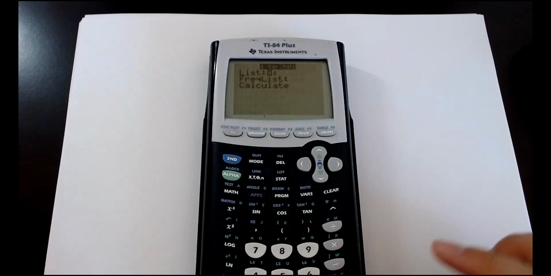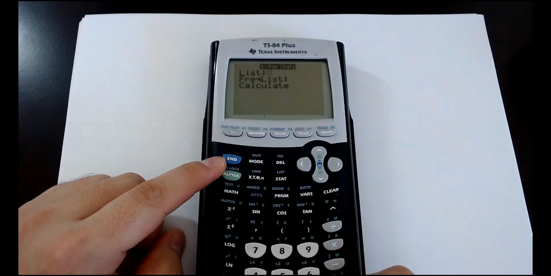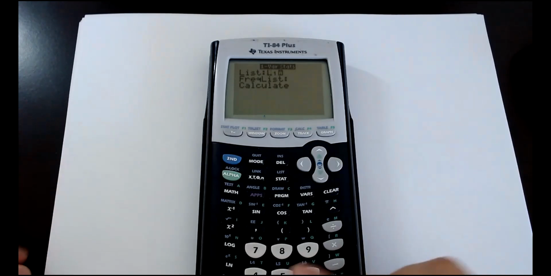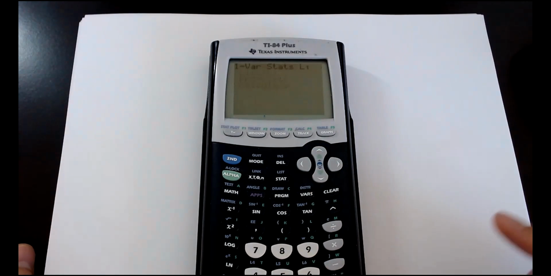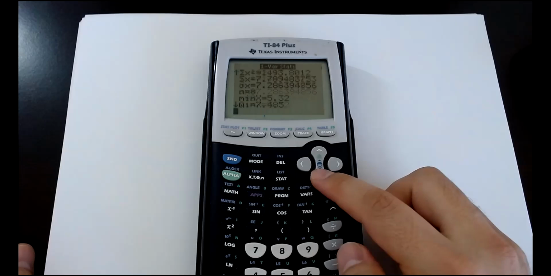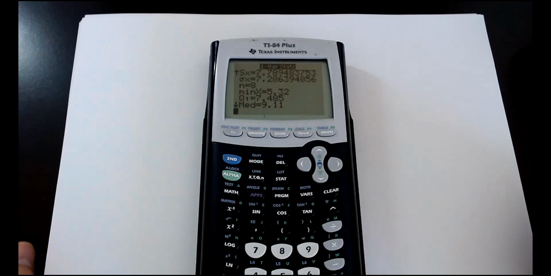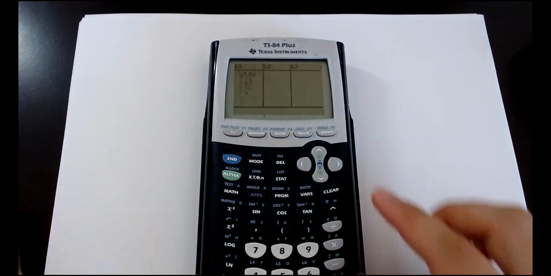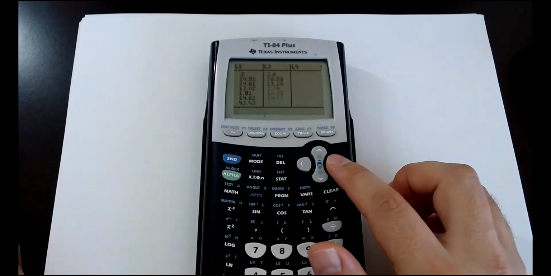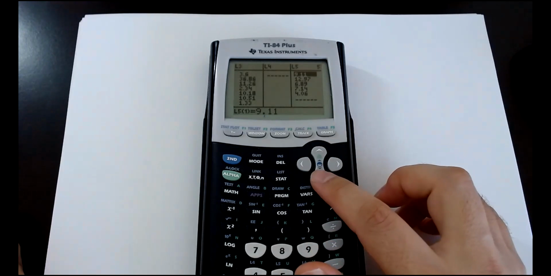Okay, so now click here, and then I enter the L1. Okay, so L1, and then skip the frequency list. Calculate. Then you see there is a median, right? See, 9.11. Now store 9.11 into the other list. What I mean is just go to stat and then press edit. For me, I just enter the 9.11 into L5.